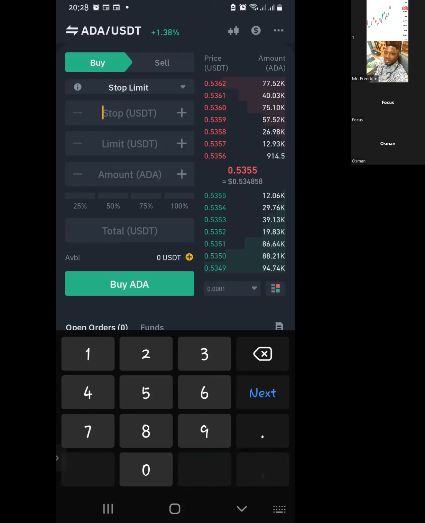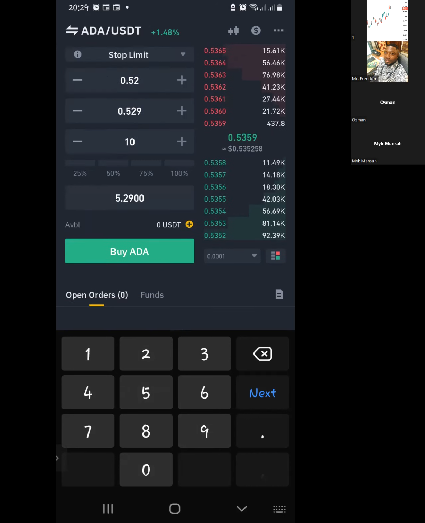And that condition is your stop price. If I want my trade to only execute when my price hits 0.52, I'll come to the stop field, where they say stop. That's the condition. So the condition is that if the price of ADA hits 0.52, enter the market and buy for me at 0.529. And I want you to buy 10 ADA. Once you've done this, you click on buy. It will stay as an open order, but it won't execute.